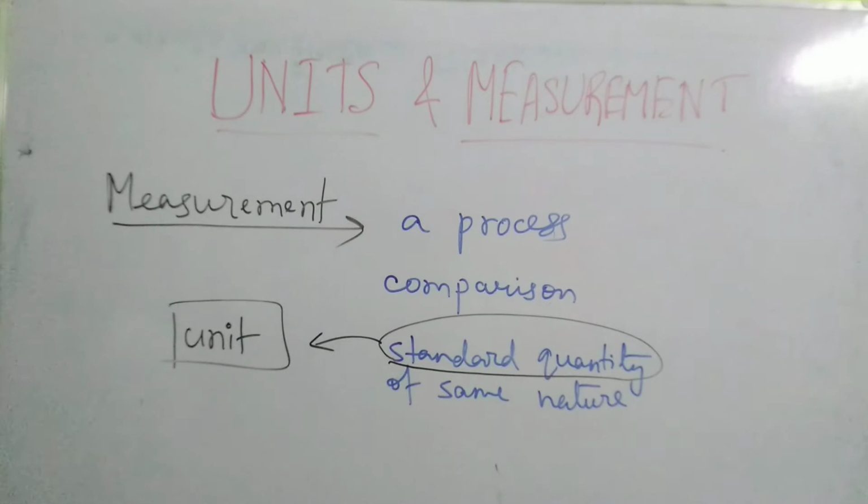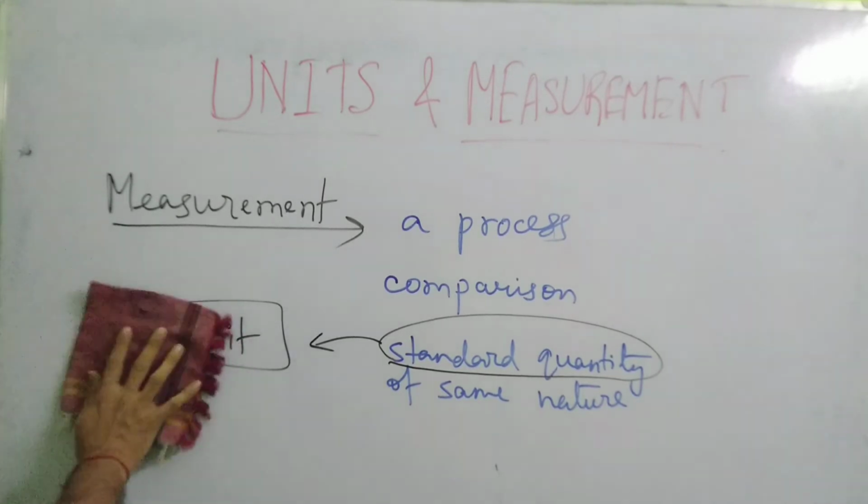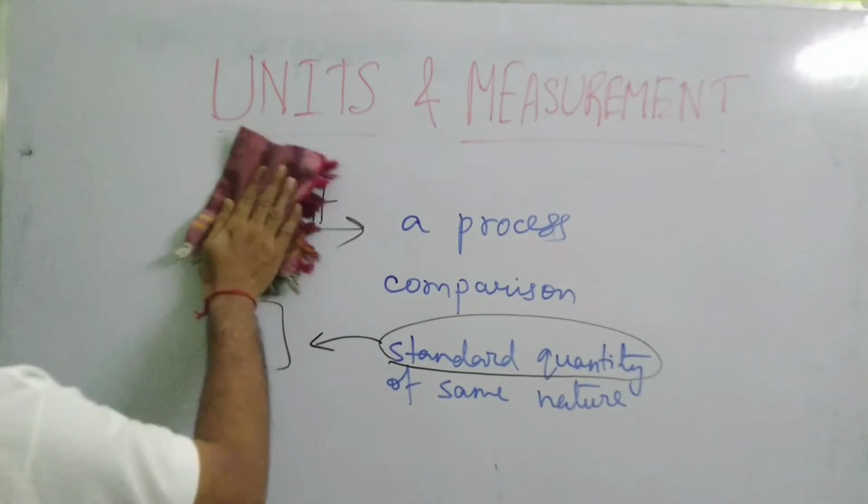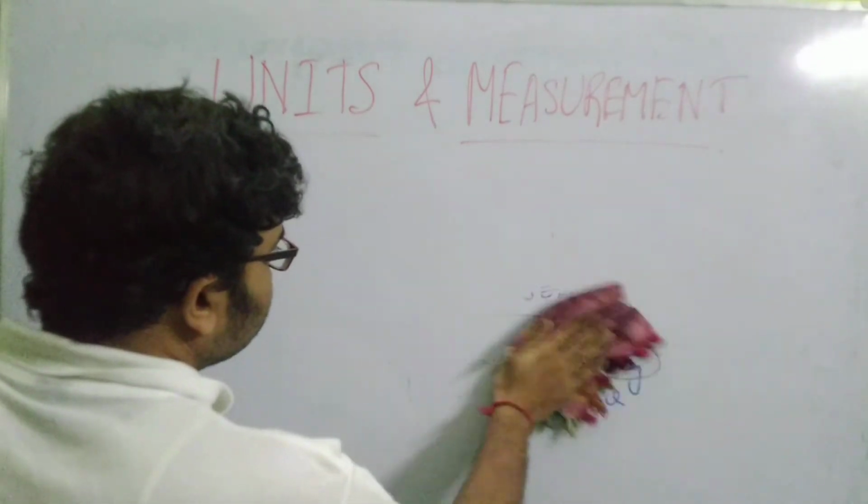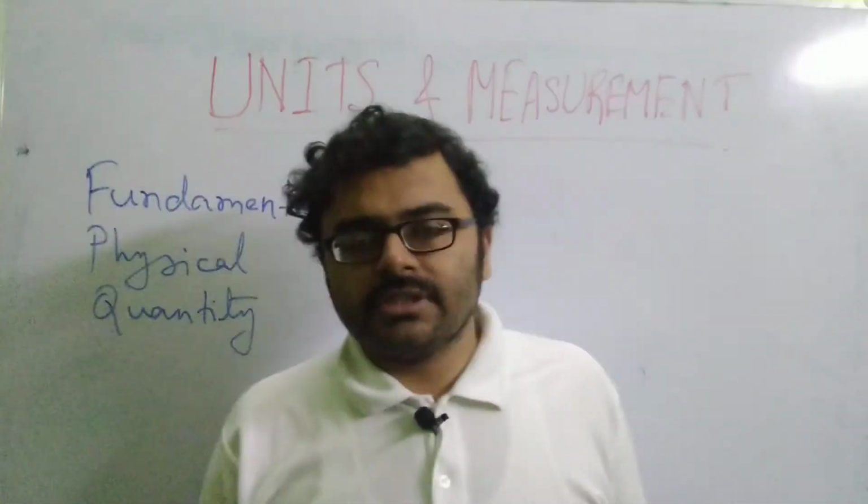Now let us say we want to know what is a fundamental physical quantity. So what is a fundamental physical quantity? Let us discuss fundamental physical quantity. So there are certain physical quantities which do not depend on other physical quantities, or rather you can say which are independent of any other physical quantity.